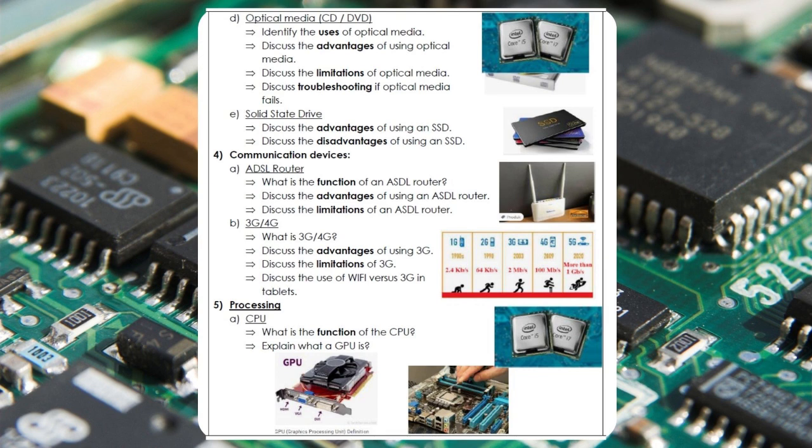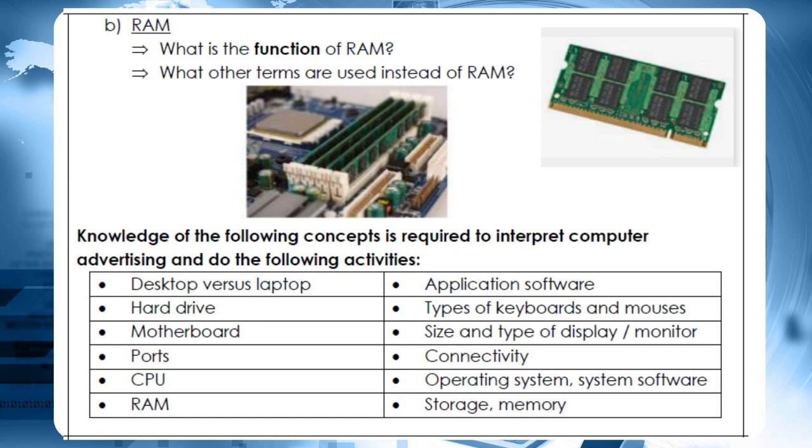5. Processing. A. CPU. What is the function of the CPU? Explain what a GPU is. Write a short paragraph on each of the concepts on the left as indicated. B. RAM. What is the function of RAM? What other terms are used instead of RAM?